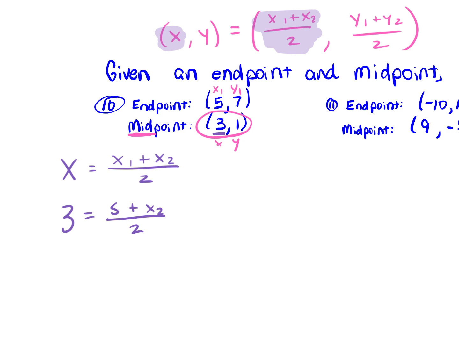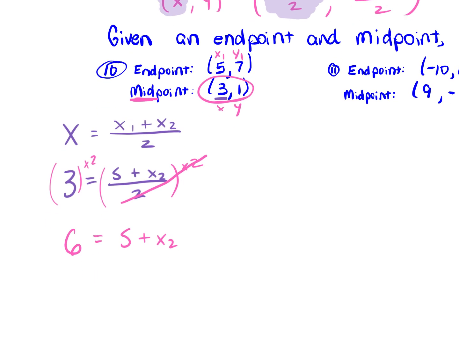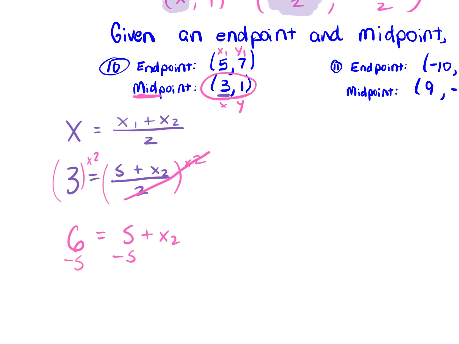So I'm solving my equation here for x2. What would I need to do to solve first? Awesome. We're going to multiply both sides by 2. So 3 times 2 is 6. That's equal to, when we multiply the right side by 2, the denominator cancels out. So 5 plus x2. What would we do next? Subtract 5 on both sides. So 1 is equal to x2. That is just our x value.